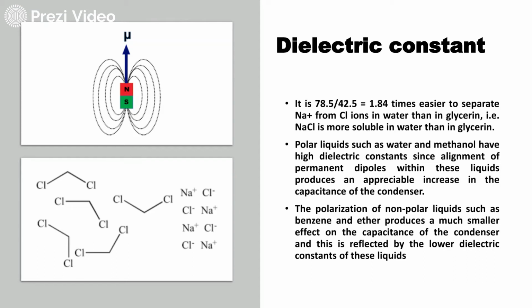And the polarization of the non-polar liquids such as benzene or other ether produces a smaller effect on the capacitance. So they produce less conduction of the electricity. And this is reflected by the low dielectric constant of these liquids.